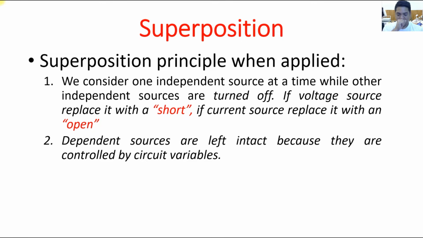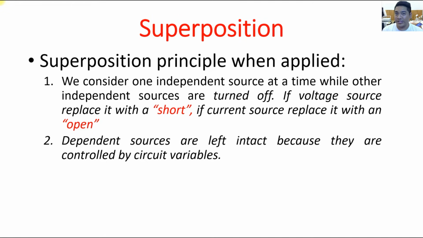So turn off the two and then remain the one, one at a time, and then analyze the effect on the circuit. So if we have a voltage source that we are turning off, we are going to replace it with a short. In other words, we are going to short the voltage source where it belongs. And if we have a current source and we're going to turn it off, we are going to replace it with an open circuit. Okay, so number two, dependent sources are left intact because they are controlled by circuit variables. So whenever we see dependent sources, meaning current dependent sources or voltage dependent sources, we must leave them just as they are.